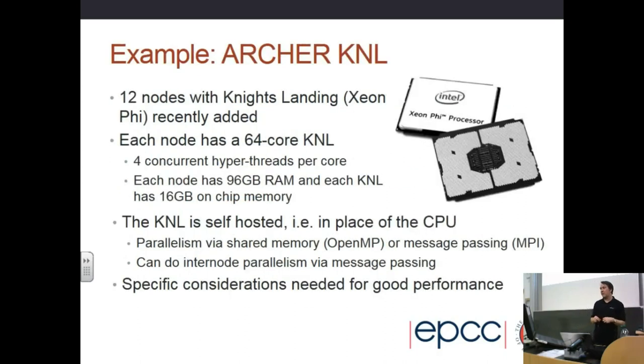This is the current generation. We actually have some of these on Archer. The most recent Intel accelerated architecture is called Knights Landing, and each node has 64 cores, although there's some kind of hyper-threading, multi-threading in there, so you could call it 256 virtual cores or 64 physical cores. This is slightly different because actually here it's self-hosting.